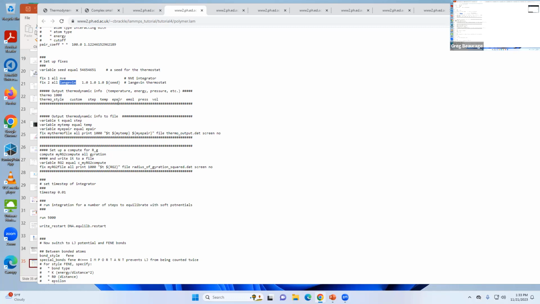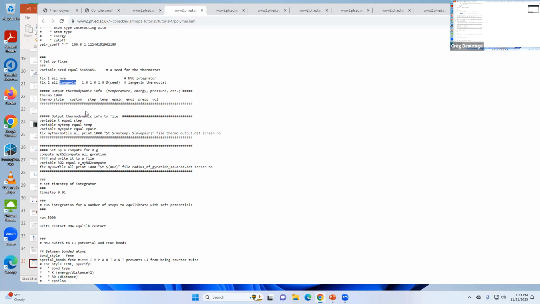And then where does this output to the dump file? You're putting the thermal details of the system out after every 1,000 steps: the step number, the temperature, so it's going to calculate the temperature, the pair energy, the energy between molecules, the pressure and the volume.